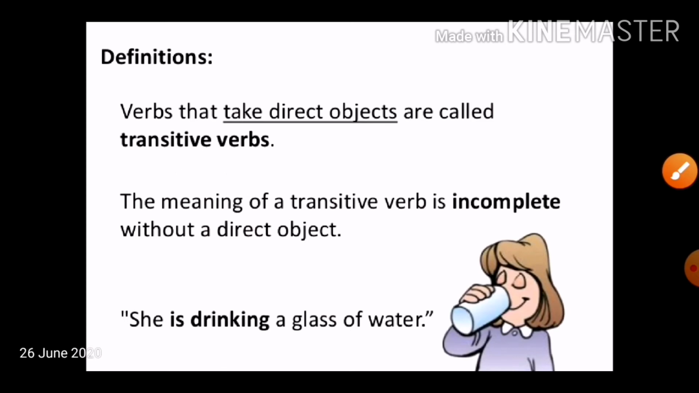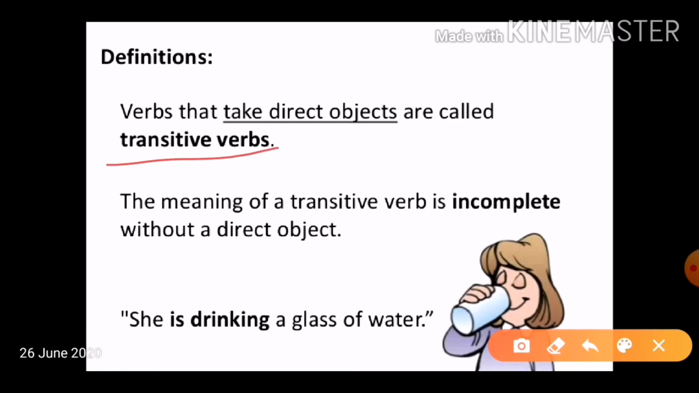Verbs that take direct objects are called transitive verbs. So the verbs which take direct objects, we call them transitive verbs. The meaning of a transitive verb is incomplete without a direct object. Transitive verbs cannot remain in a sentence without an object. You ought to use the object there if you are dealing with transitive verbs. Example: she's drinking a glass of water. Drinking is a transitive verb because it takes the direct object, that is a glass of water.